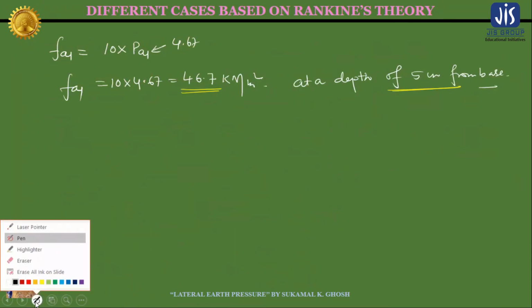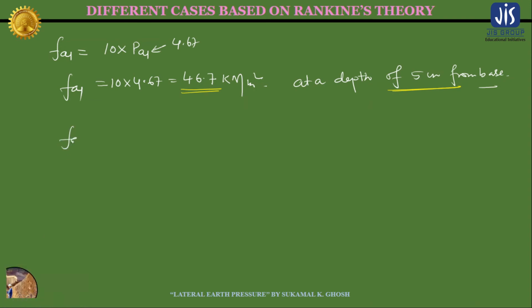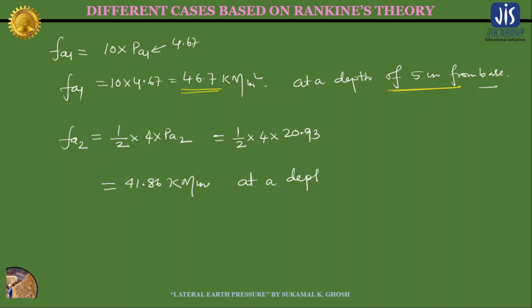Okay, so Fa2 will be half into 4 into Pa2. If you solve it, you will have half into 4 into the value of Pa2, which was 20.93. So if you solve it, you will have 41.86 kilonewton per meter, and it is acting at a depth of 7.33 meter from base.